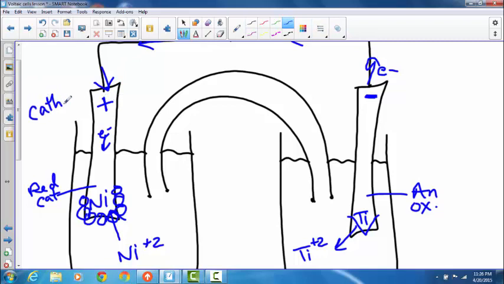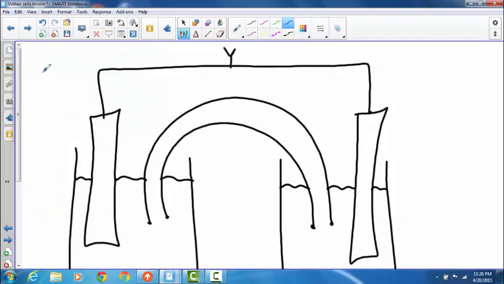And if I write out the word cathode instead of just writing red cat, you'll notice there's a T in it, which reminds you that that is positive. The electrons would always go towards a positive too, naturally. And this, again, is where my ions can move back and forth between the solutions so they don't polarize. All right, let's try another one.